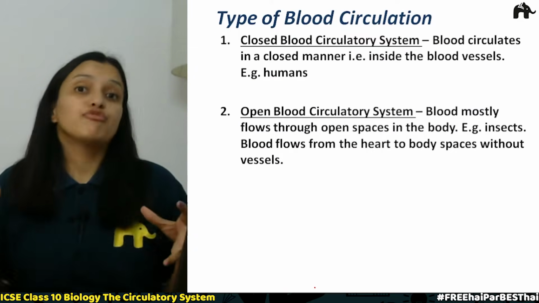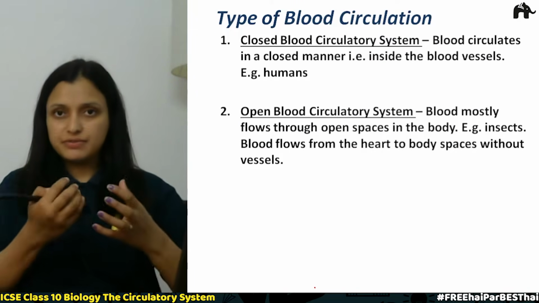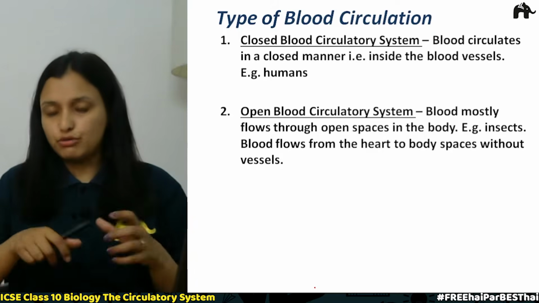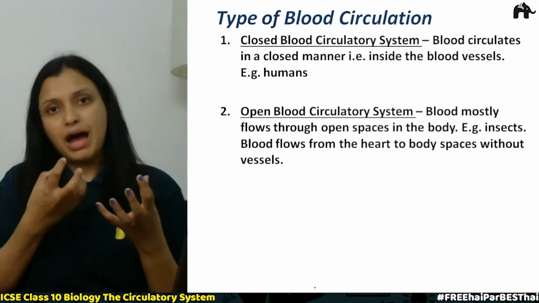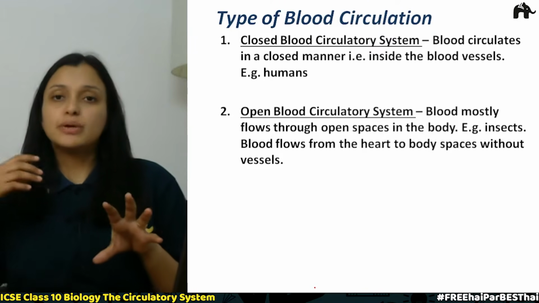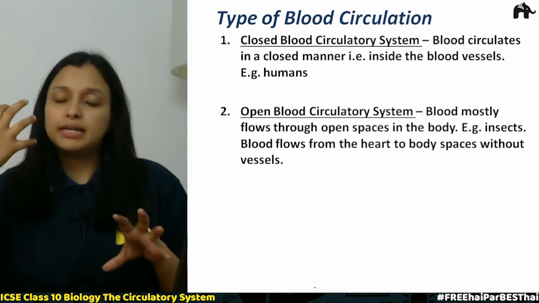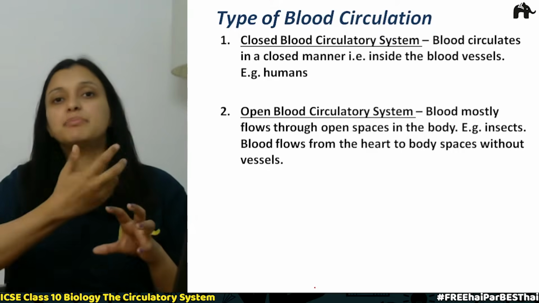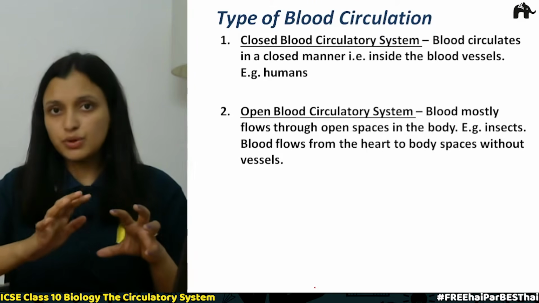Now, the type of blood circulation. As we have seen, blood flows from the heart to different parts of the body and then back to the heart, right? So it is basically flowing inside the heart and then inside the blood vessels. Correct? So this is what we have seen.